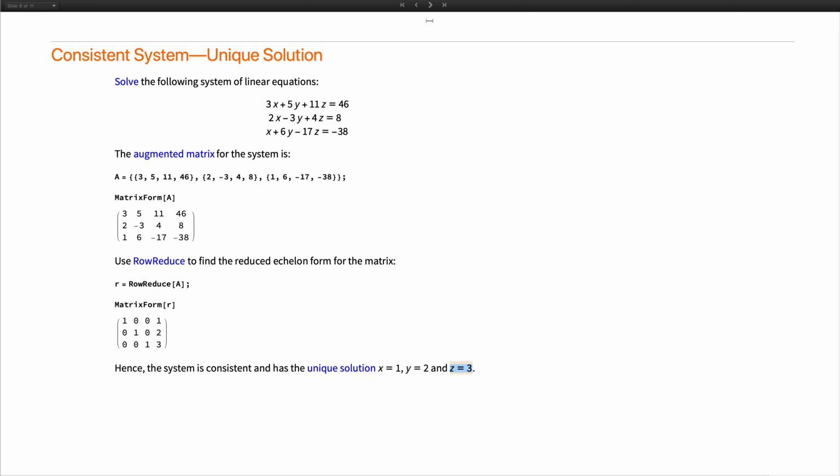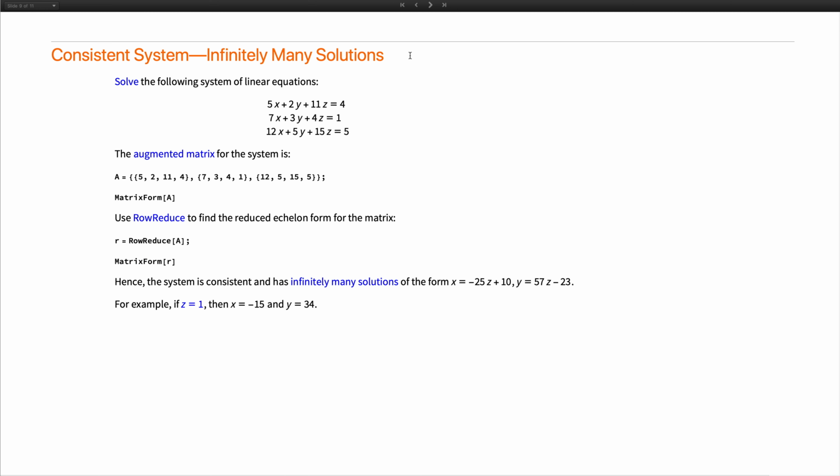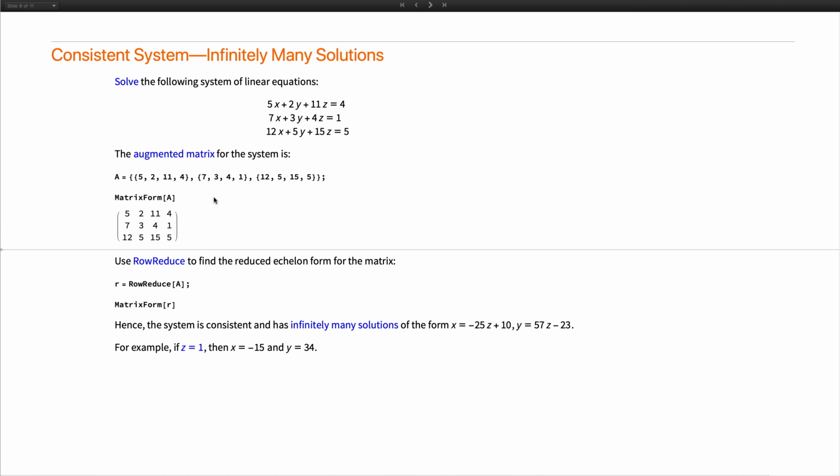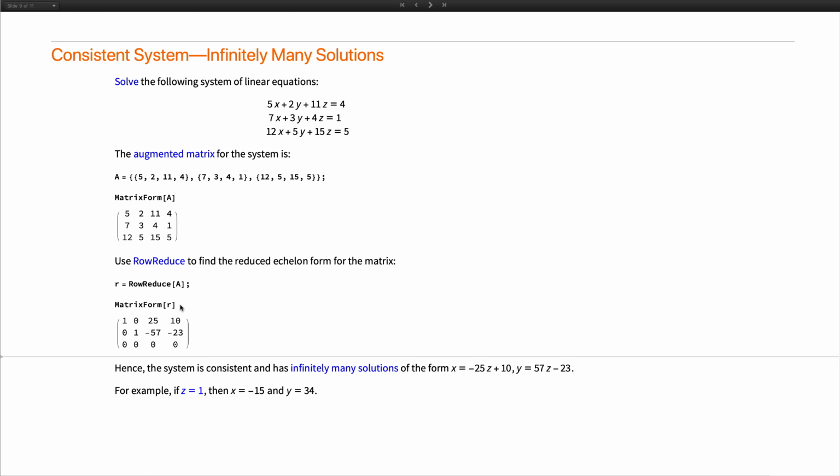Okay, so on to a slightly harder example where you actually have infinitely many solutions. So here's a system. Write down the augmented matrix again. Make sure it looks right in matrix form. So for example, the first equation is 5x plus 2y plus 11z is equal to 4. So you get 5, 2, 11, 4, etc. Apply row reduce to it. Look at the matrix form, and you see that the last row is just a bunch of zeros. That says you actually have infinitely many solutions. So the question is, how do you write them down?